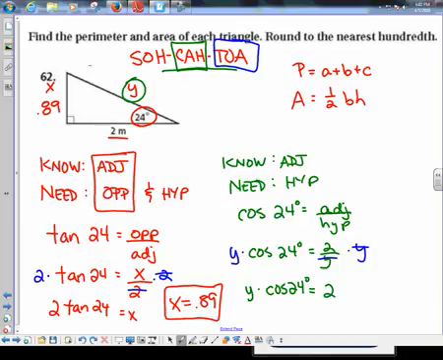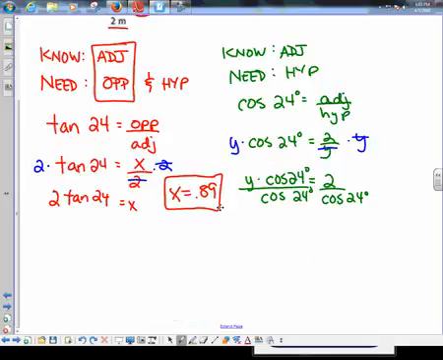So if you had 6y equals 2, you would just divide both sides by 6. But you don't have 6. You have cosine of 24, but it's just a number, right? So I'm going to divide both sides by cosine of 24 degrees. These two cancel out. So I'm left with y equals 2 over cosine of 24 degrees.